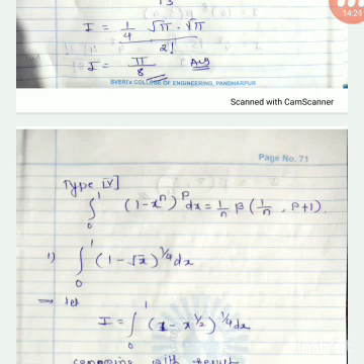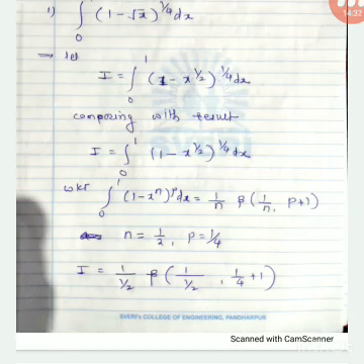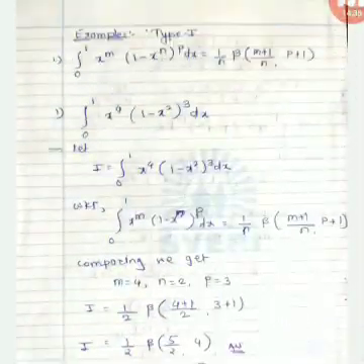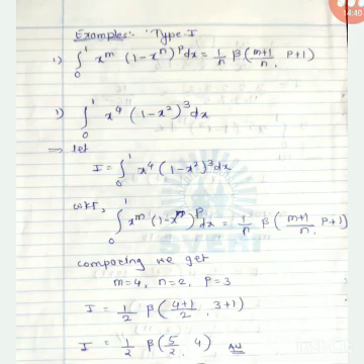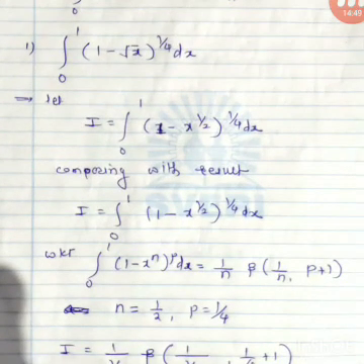Okay, next we will go for type 4: the integral from 0 to 1 of (1 minus x raised to n) raised to p dx. Actually it is a particular case of type 1. In type 1, if you observe, x raised to m is there, and in this type x raised to m is absent, means m is equal to 0. It is actually a particular case of type 1 with m is equal to 0. Are you getting my point?